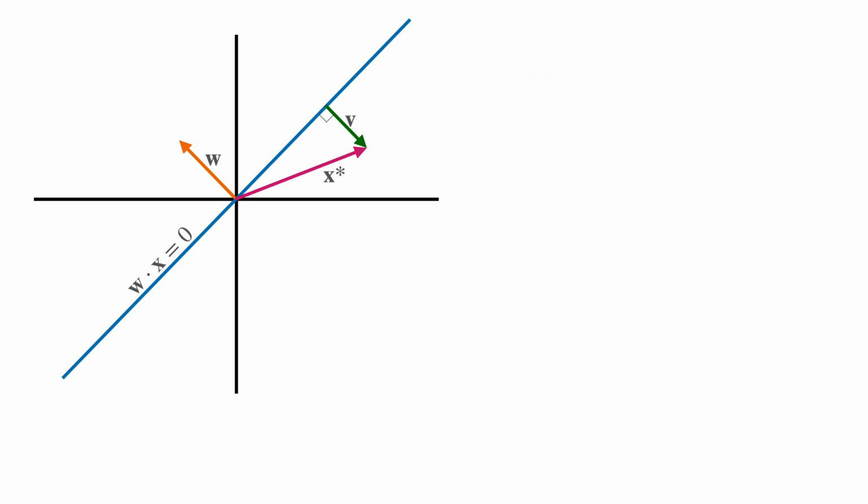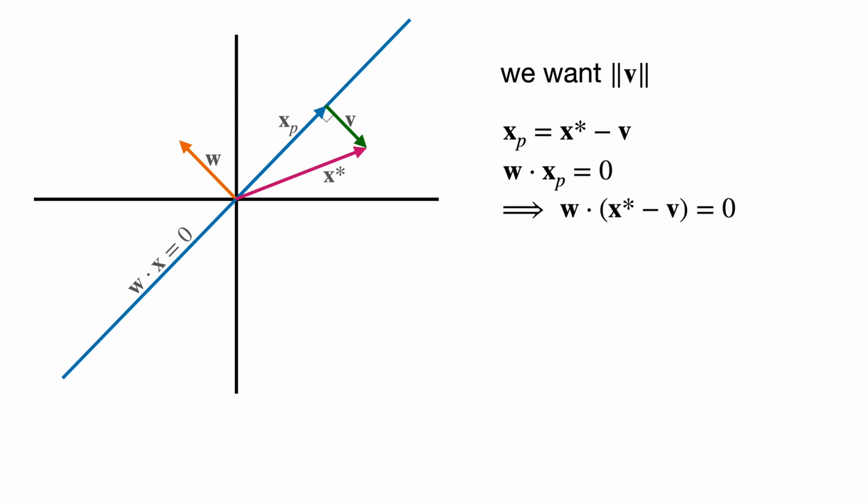So our goal is to find the norm of V. And let's define XP as X star minus V. Well, we know W.XP equals 0, which means W.(X star minus V) also equals 0. At this point, recognize that since V and W are both perpendicular to the hyperplane, V is just a scaled version of W. In other words, there's some constant alpha such that V equals alpha times W.